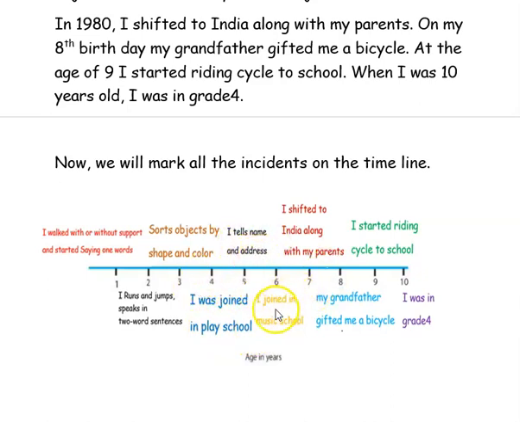At 6 years, I joined music school. When I was 7 years, I shifted to India along with my parents. It's given that for my 8th birthday, that is when I was 8 years old, my grandfather gifted me a bicycle. Then at 9 years, I started riding a cycle to school. When I was 10 years, I was in grade 4. So this is the timeline. You can write it from the given story.